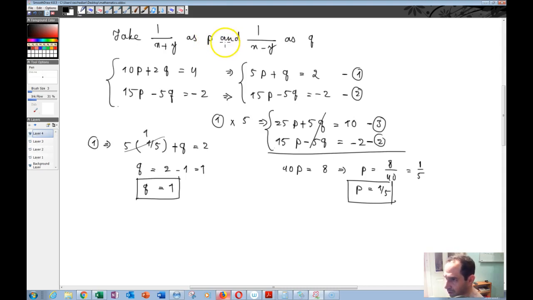But over here we said that p and q were equal to 1 over x plus y and 1 over x minus y. So again, you have to solve another pair of linear equations to get to x and y. Okay, so I write 1 over x plus y. This was p, so p is equal to 1/5. And 1 over x minus y is equal to q. So q here was equal to 1.